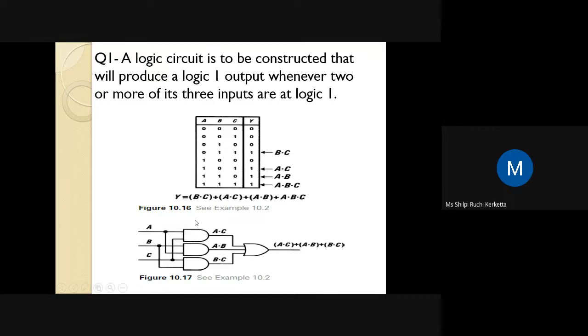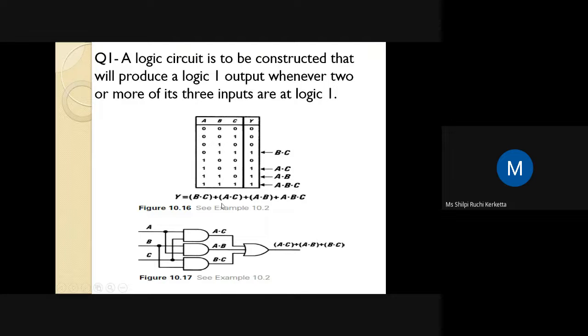Okay. So first they have done this AC. So how many gates will we need for this? We will need one AND gate for this, we will need one AND gate for this, and we will need one AND gate for this.